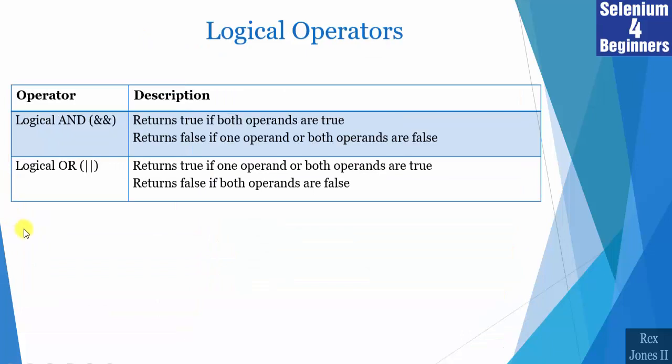Next are the logical operators. Logical and, logical or. Logical and has two ampersand symbols that return true if both operands are true. It also returns false if one operand or both operands are false. Logical OR has two vertical lines that return true if one operand or both operands are true. It also returns false if both operands are false. Let's go back to Eclipse and demo logical operators.